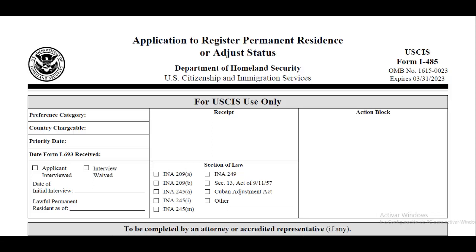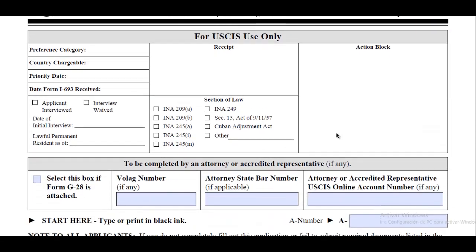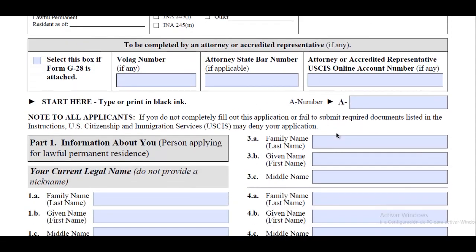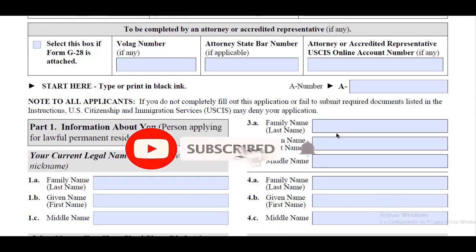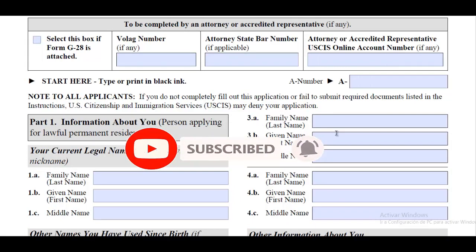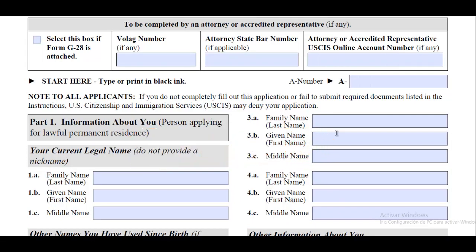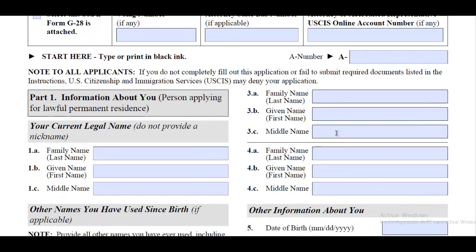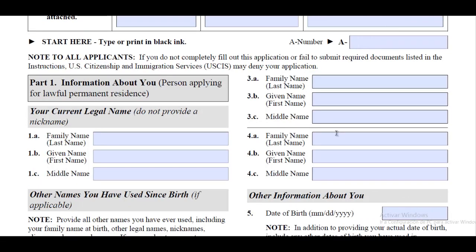So, for answering individual questions in the I-485, here are some tips. Much of the form is self-explanatory, so we might skip some sections. I will not be filling it out with you, but I will be explaining it, because it's quicker for us. If there is a question you don't understand, you may comment below. As you can see on your screen, Part 1 is information about you, the person applying for lawful permanent residence.